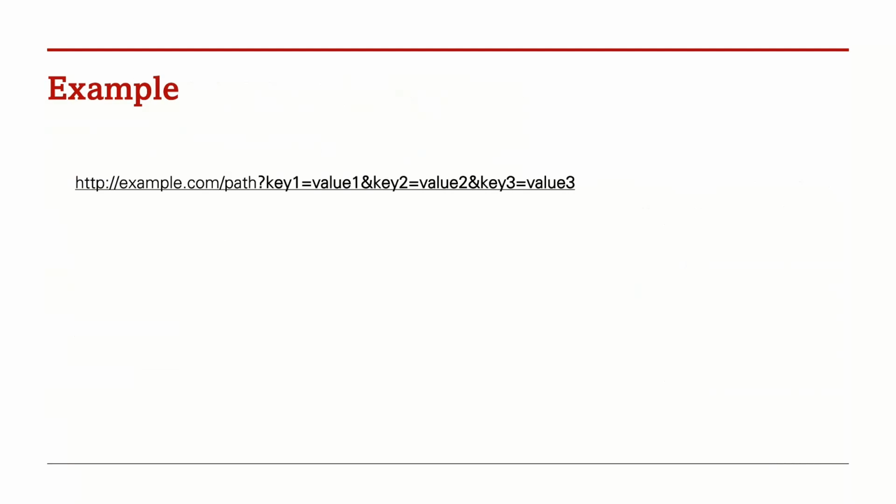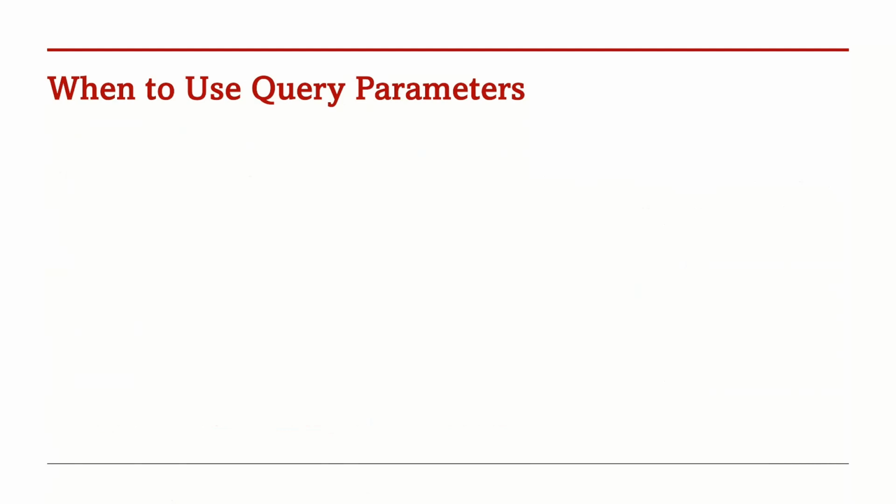Query parameters start with a question mark in the URL. Check out the example on the screen. http://example.com is our base URL, and path is the resource URL. After the question mark, we have our query parameters. In this example, key 1, key 2, and key 3 are the query parameters, with values value 1, value 2, and value 3 respectively. Query parameters are incredibly useful in many scenarios.